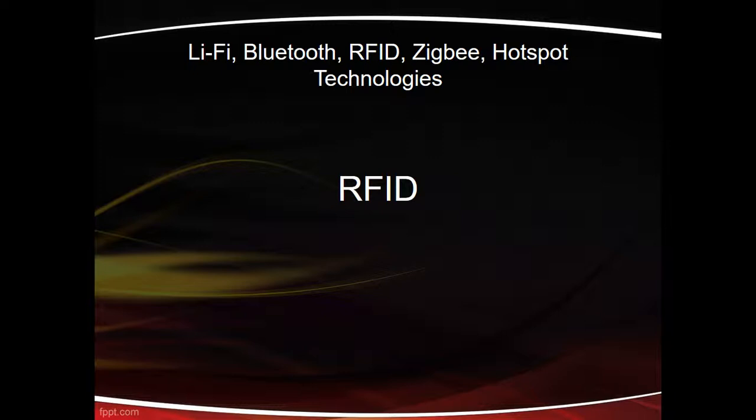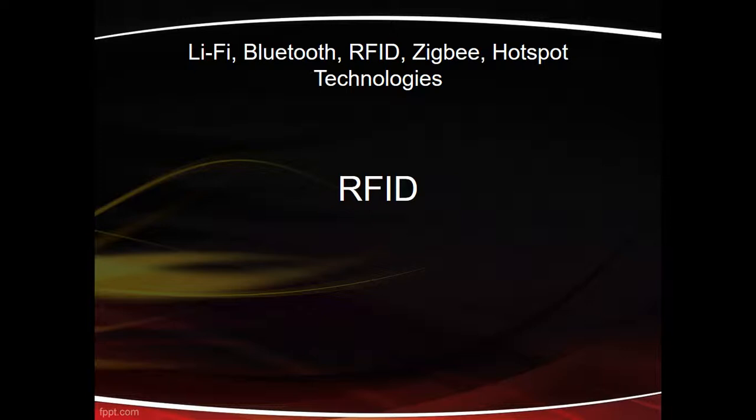So this is RFID then. What is RFID? RFID stands for radio frequency identification. So what is radio frequency identification? It uses electromagnetic fields to automatically identify and track tags attached to objects. You know that in shopping malls there are tags attached to your clothes, and they are removed at the counters. You have experienced those things. So that is the RFID tag.